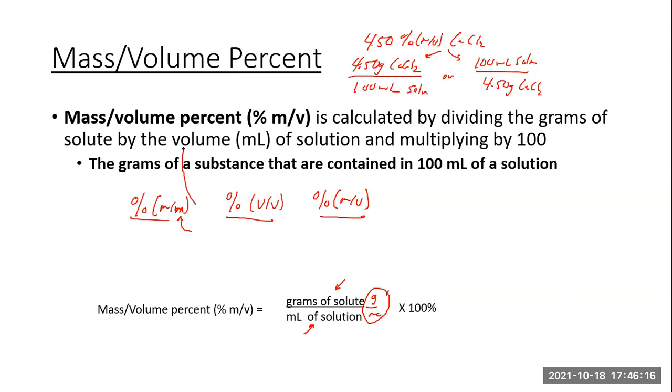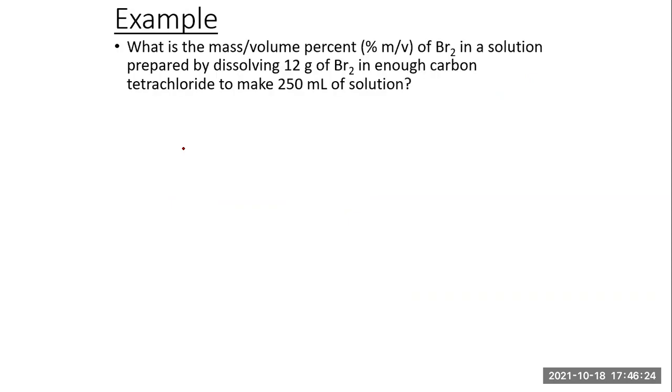All right, so why don't you take a second or two here and see what you come up with. What is the mass to volume percent of a Br2 solution prepared by dissolving 12 grams of Br2 in 250 milliliters of a carbon tetrachloride solution? So take a moment or two and see what you come up with here.